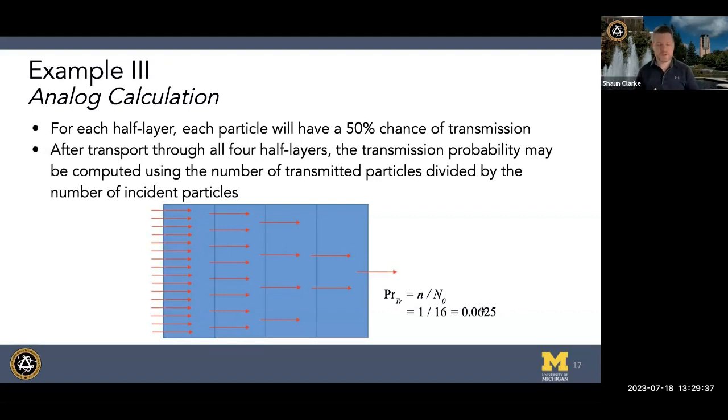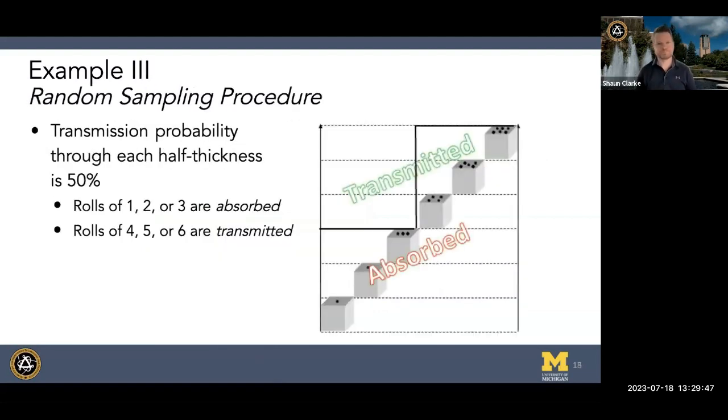We don't need to use Monte Carlo, but we can, and we can do it in a way that involves sampling using dice rather than random numbers, which I think is pretty cool. So in this case, what we want to do is figure out if particles passing through every half layer will be absorbed or not.